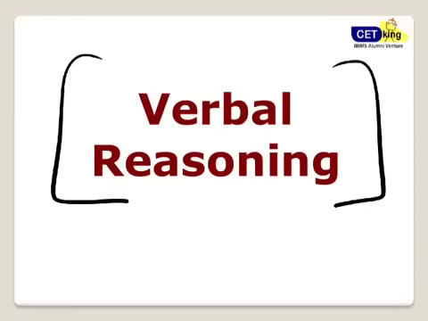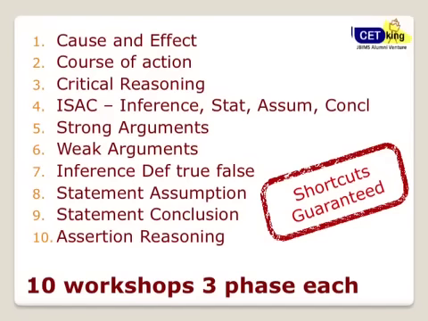In this video, I'm going to give the complete overview about this topic and how we are going to prepare you for that. So this video is part of a total 10 workshop series. These are the 10 main topics which come under verbal reasoning, starting from cause and effect, courses of action, critical reasoning, ISEC. ISEC is very important, especially for CET, which is a combination of inference, statement, assumptions, and conclusion together as one question. Strong arguments, weak arguments, inference, definitely probably true false, statement assumption, statement conclusion, and assertion reasoning. So these are the 10 main areas which are covered.